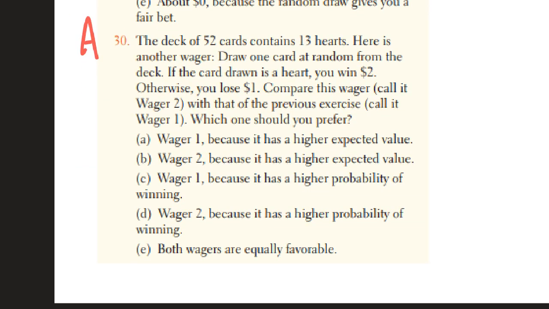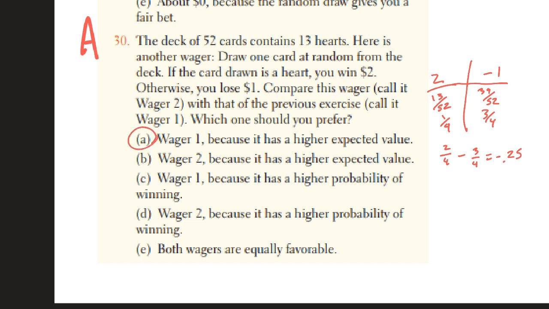And then lastly, this one, which would you prefer? Just draw it out. So we either make $2 if we get a heart, there's 13 hearts. There's also 4 suits. You could just say a quarter of the time we'll get $2 and 3/4 of the time we'll lose $1. And so our expected value is negative a quarter. And so we would want wager 1 because negative 15 cents is higher than negative a quarter.